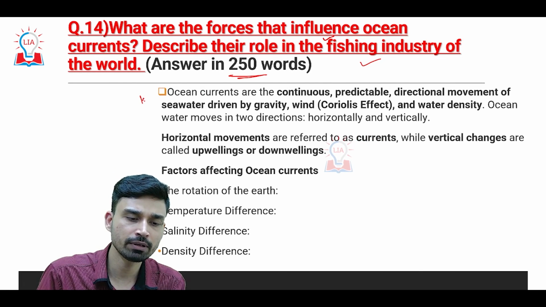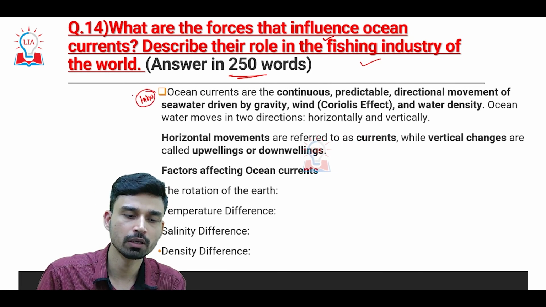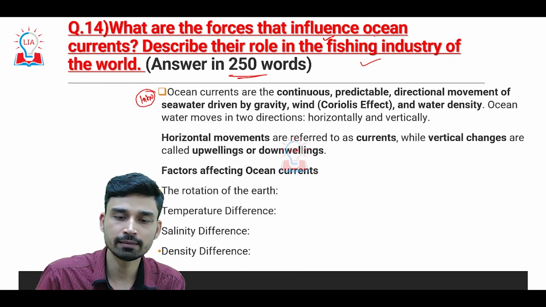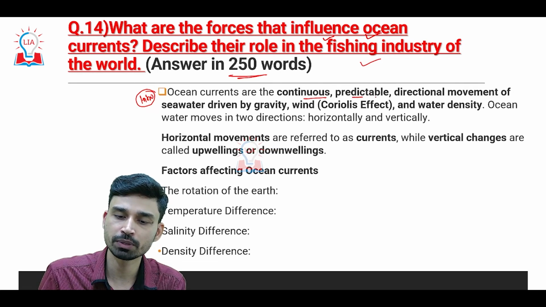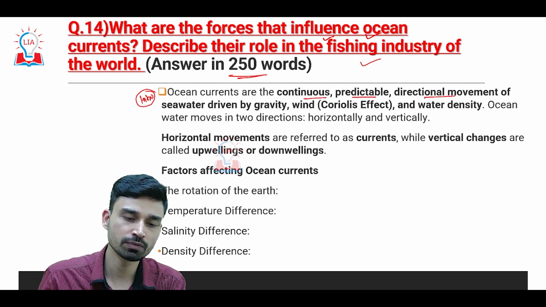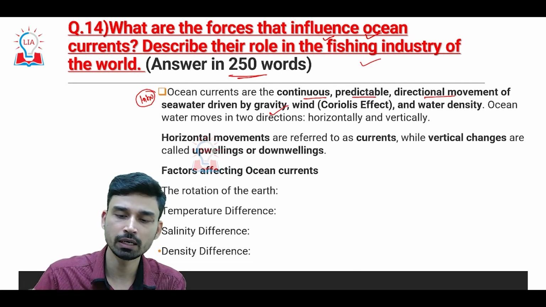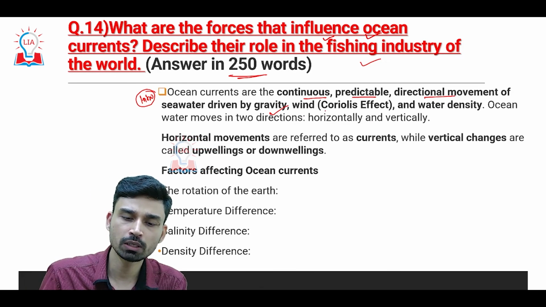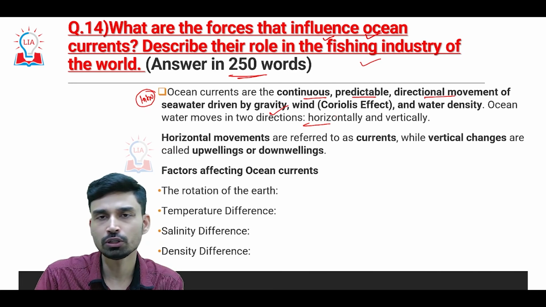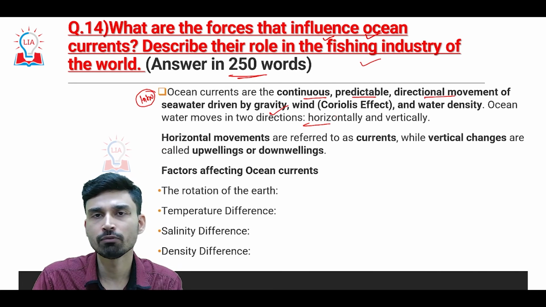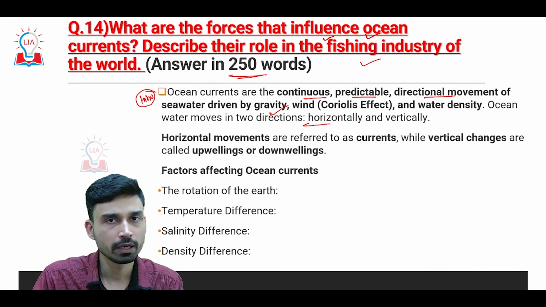So obviously, in the introduction part of this particular question, first we have to define what you understand by the term ocean current. You can write that it is a continuous, predictable, single directional movement of seawater driven by gravity, wind, and water density. Ocean water basically moves in two directions, the horizontal direction and the vertical direction. The horizontal movements are called currents, while the vertical movements are called upwelling or downwelling.